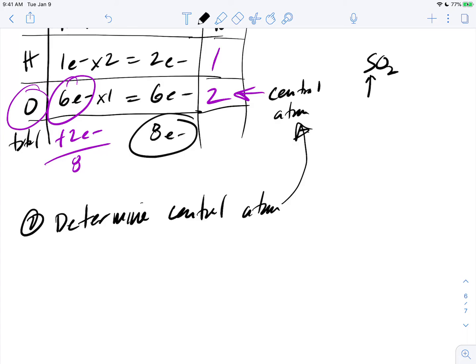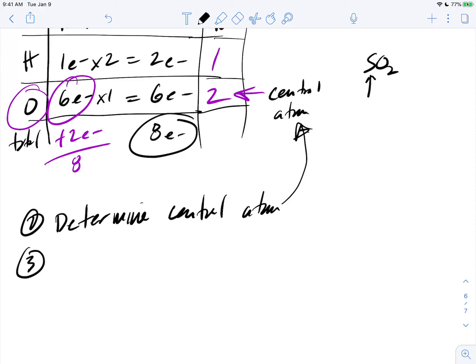The central atom is always sharing more of their electrons with the outer atoms, and so in this case, you would choose the least electronegative atom. So that's the second rule. We'll get to those in a sec. So determine the central atom. And now the third one is to complete.